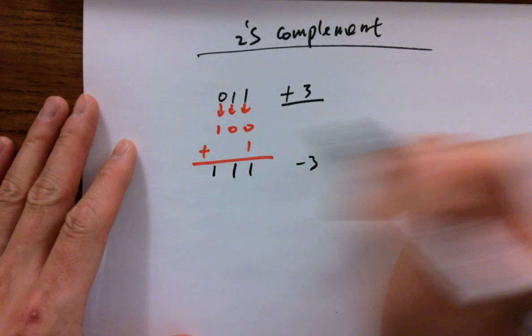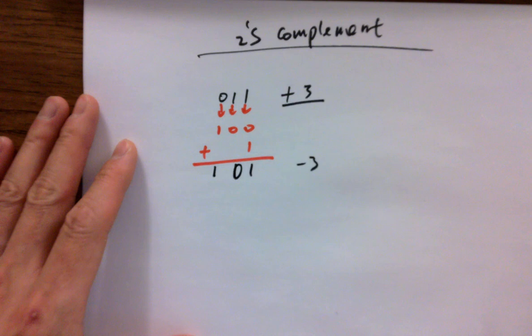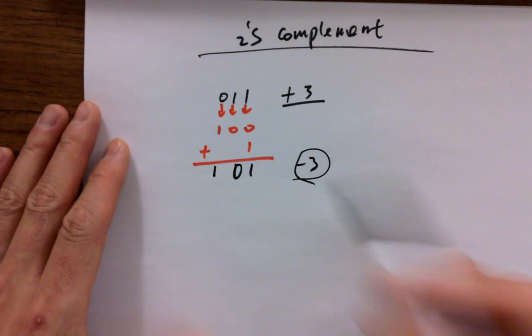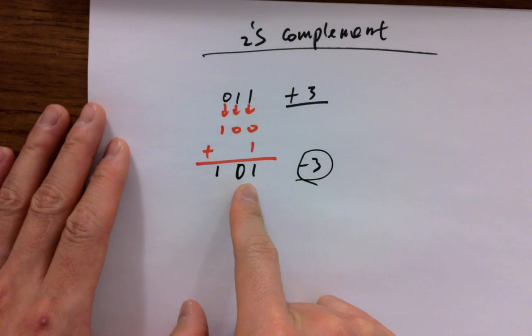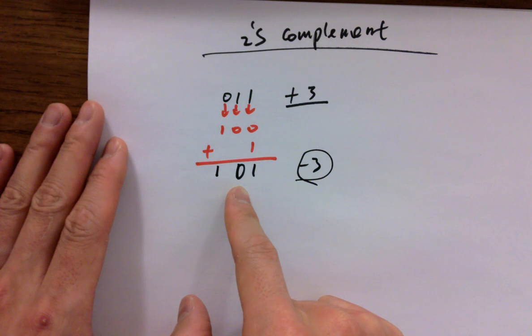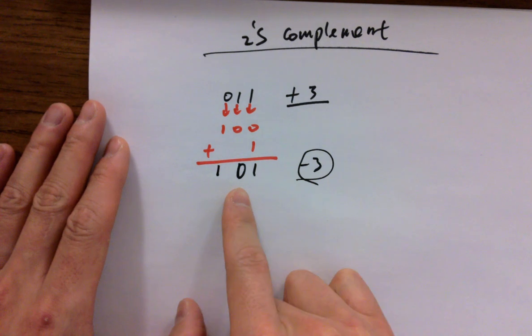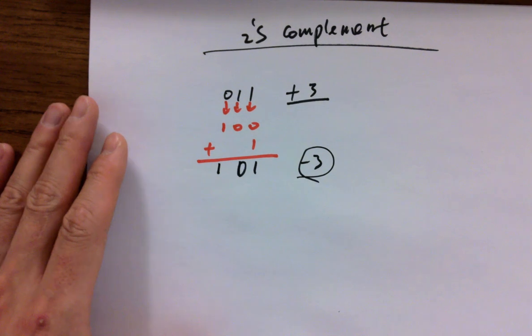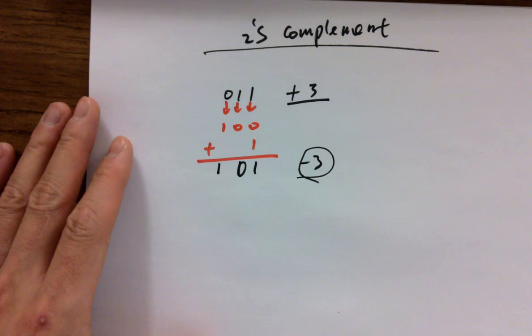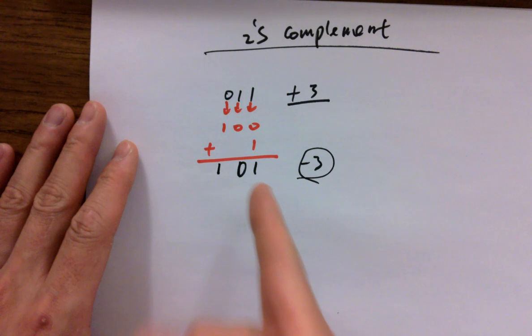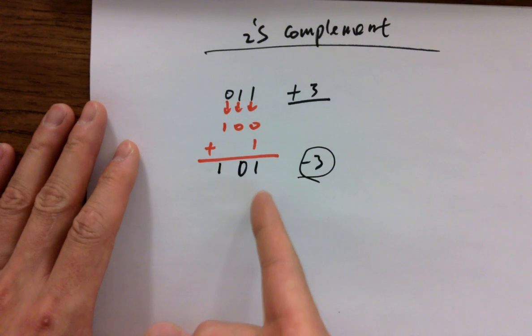1, 0, 1. Right? And in the computer system, it's going to be recognized as a negative 3. But physically, is this really negative 3? No. What is this? 5. But in the computer system, I just tell the computer, just fake it, okay? This is negative 3. Just treat it as negative 3. This is what's really happening.